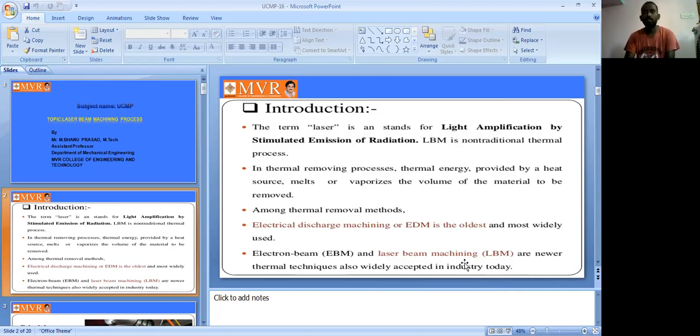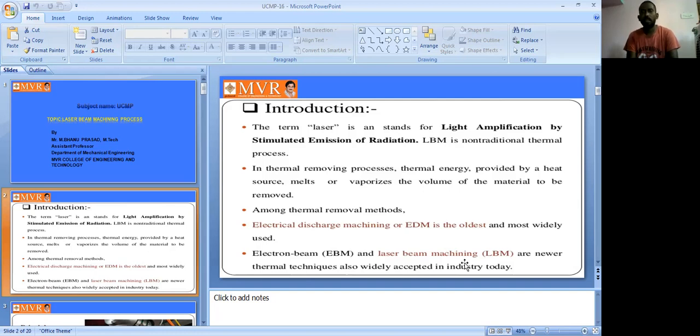In thermal removal processes, EDM is the oldest process. The advanced developments of EDM are EBM and LBM. These are the newest ones, and nowadays industries mostly use these machining operations. So it is called the laser beam machining process.